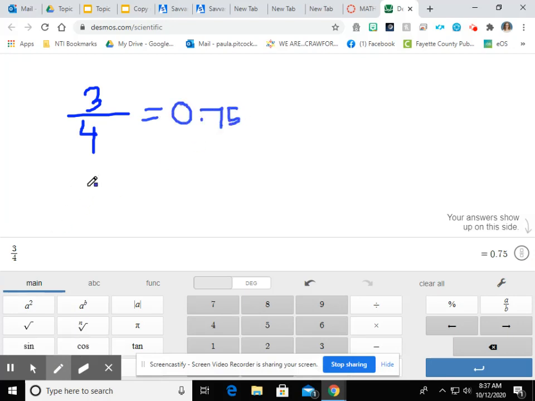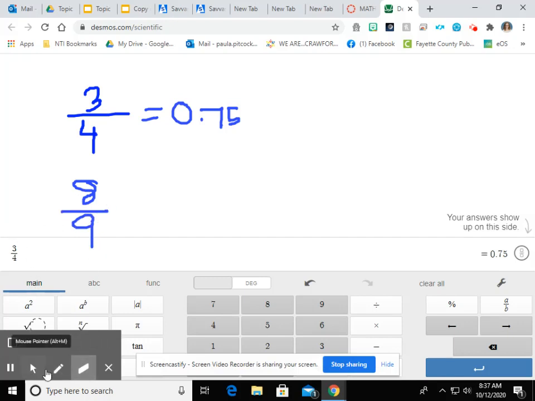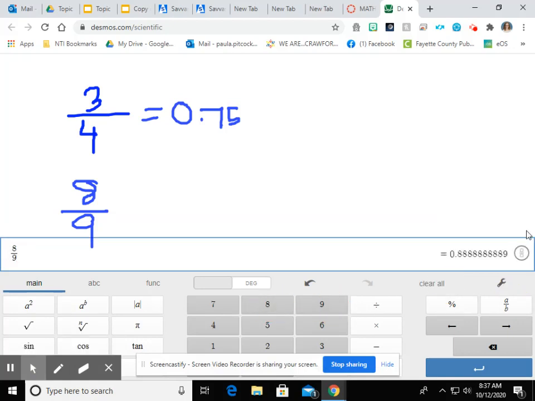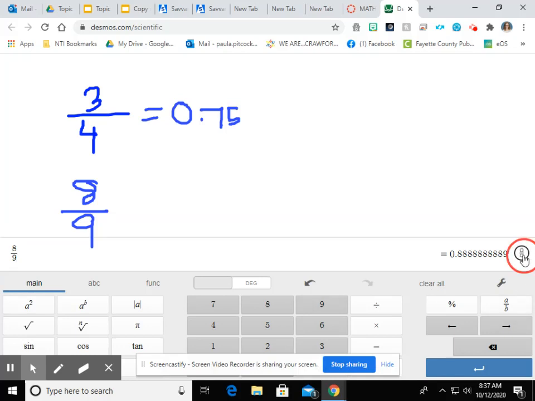Say you have 8/9. So I could come over here and clear this and do 8/9, and it tells me over here the answer is 0.88888888 repeating. So it can change any fraction into a decimal, and if I hit this button, it goes back and forth, back and forth.